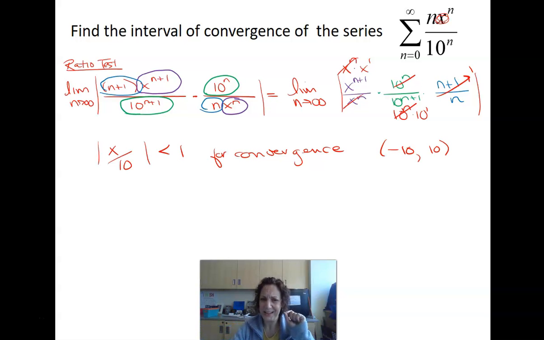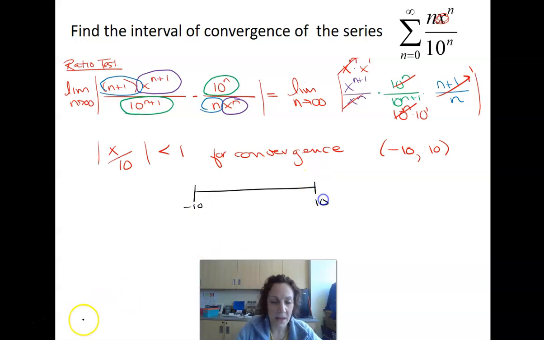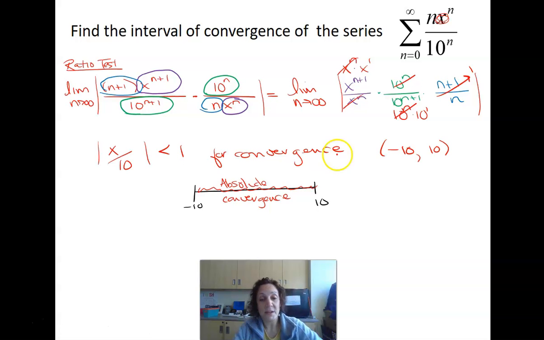Okay. The question is, what happens at these ends? If I put a 10 in exactly, will it converge? What if I put a negative 10 in? So the way I like to do this is I draw myself a little number line that goes from negative 10 to 10. And from my ratio test, I know that in here is absolute convergence. So far, I know for sure that my series converges absolutely between negative 10 and 10, but not including those values. So what I need to do next is go investigate just those particular values.